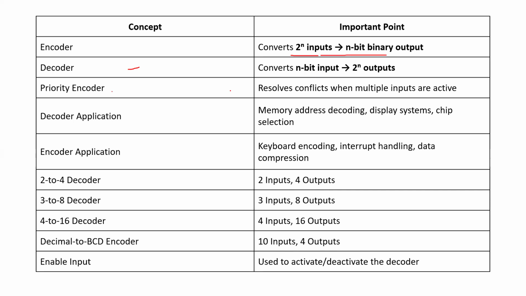A priority encoder resolves conflicts when multiple inputs are active. So I have given every keyword here. Decoder applications: memory address decoding, display systems, chip selection. Encoder applications: keyboard encoding, interrupt handling, and data compression. A 2 to 4 decoder has 2 inputs and 4 outputs. A 3 to 8 decoder has 3 inputs and 8 outputs. Like this we have to take it. This is a very important concept, that's why I have given it. For every topic I try to give this type of keywords.